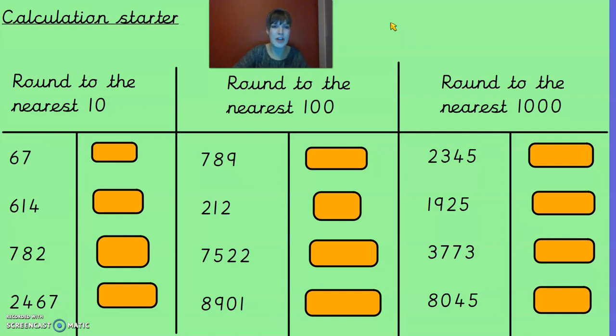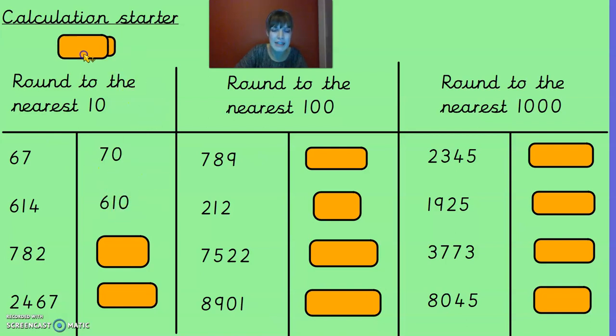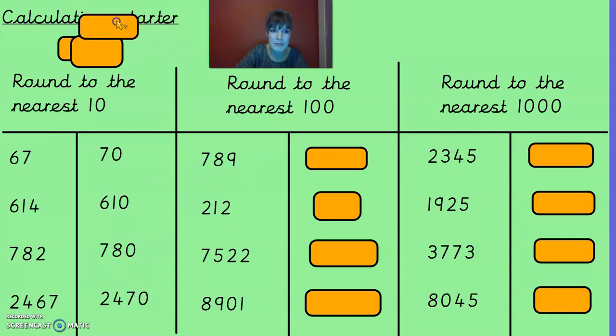Okay, let's give it a go. So, round to the nearest 10. Let's start with that one. 67 round to the nearest 10 is 70. 614 round to the nearest 10 is 610. 782 round to the nearest 10 is 780. 2,467 rounded to the nearest 10 is 2,470. Okay, moving on to rounding to the nearest 100.